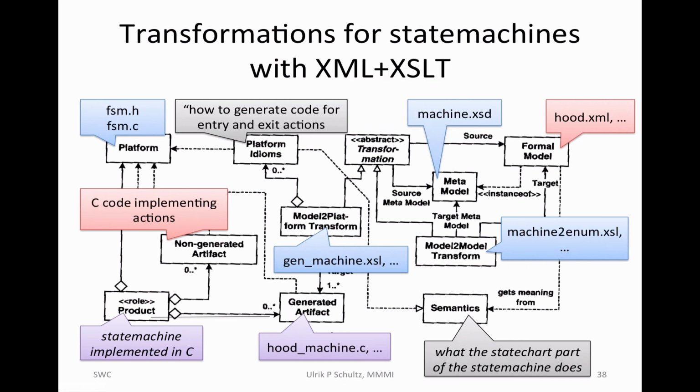From the point of view of XML and XSLT, transformations are specified in XSL. The formal model is written in XML. The meta model is a schema, so that might be an XSD file. Model-to-model transforms works better with XML because we transform one XML document into another one and just keep going. So if we used enums for state machines, then we could transform from the state machine to the enum XML document and then generate the enums based on that.